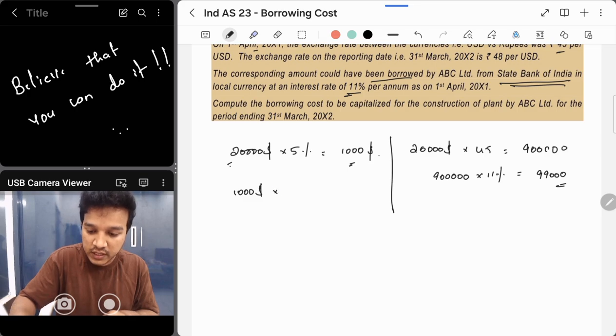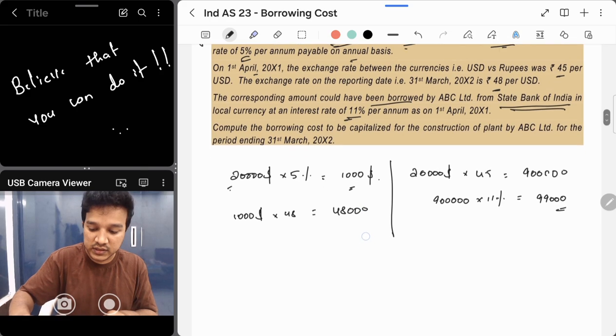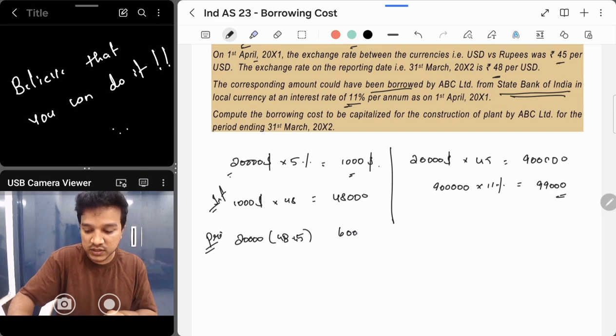Now you have taken loan. Year end में कितना हो गया, 48 हो गया, तो which comes to 48,000, right? तो this is interest, 1,000 is interest. Now principal पे भी ना चेंज हो रहा है, 20,000 से ना 48 हो गया, पहले 45 था, तो 3 रुपीज़ बढ़ गया, तो this comes to 60,000.